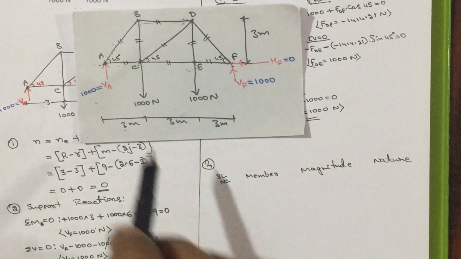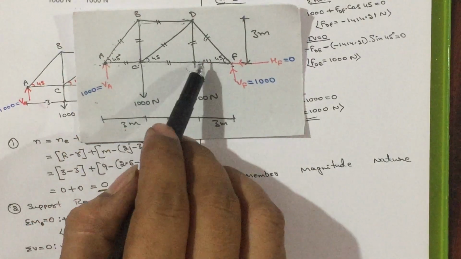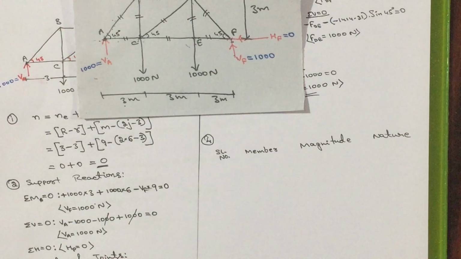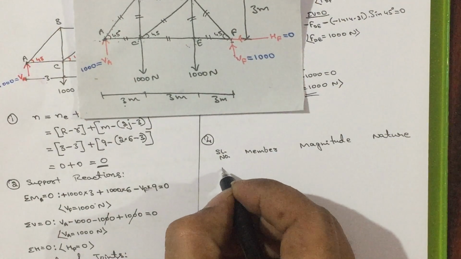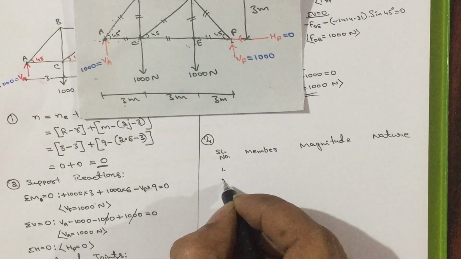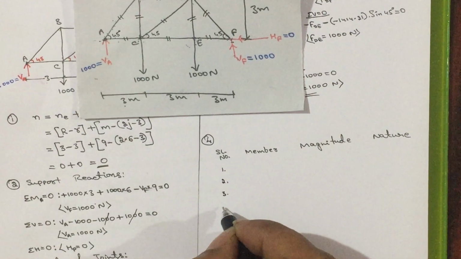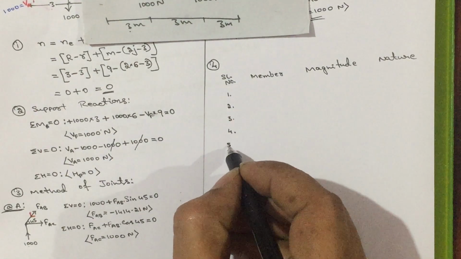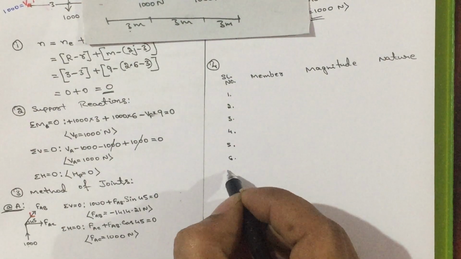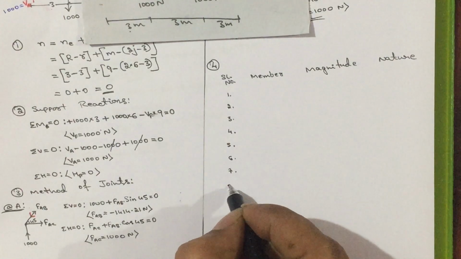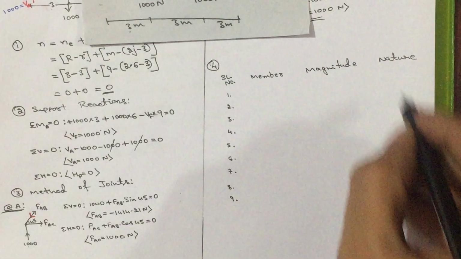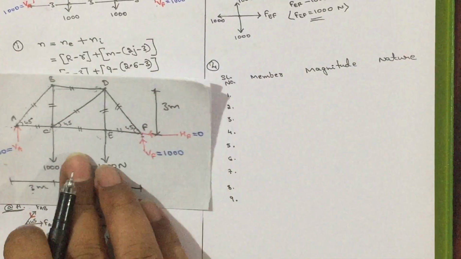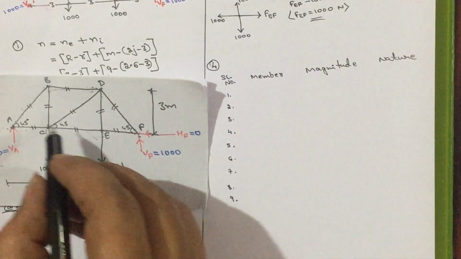So how many members are there? 1, 2, 3, 4, 5, 6, 7, 8, 9. So write serial number as 9 serial numbers, 1, 2, 3, 4, 5, 6, 7, 8, 9. You can write a table also. Then members. Okay, it is visible now.